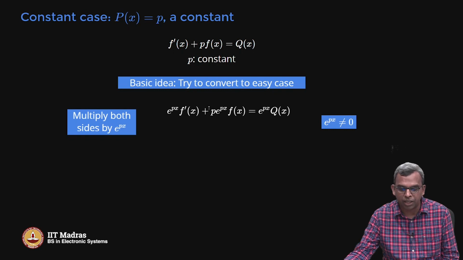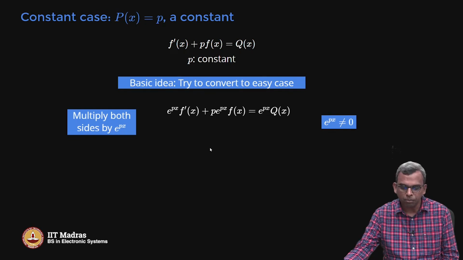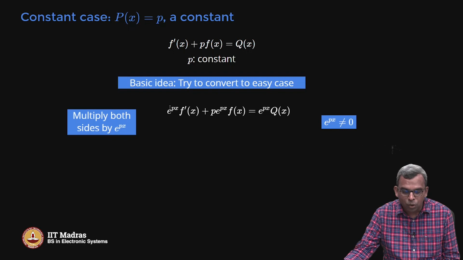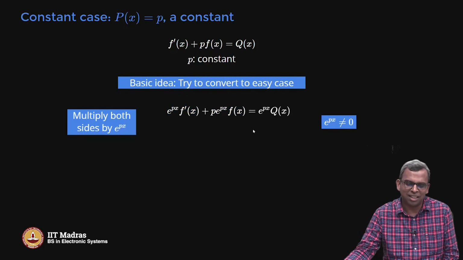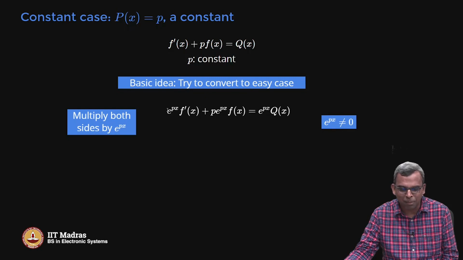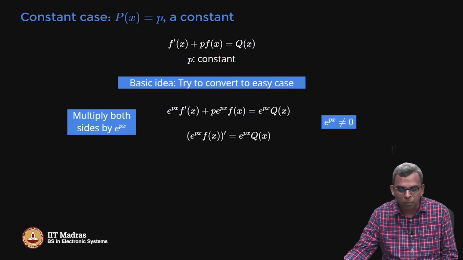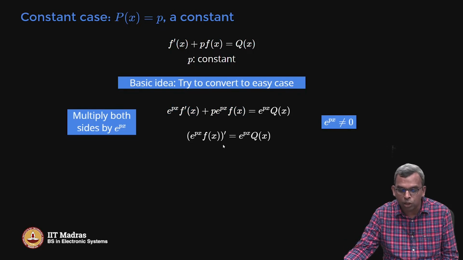e power px f prime of x plus p e power px f of x equals e power px q of x. Now e power px is not equal to 0 for any value of x. So this equation is equivalent to the earlier equation. If you solve this, you solve the other also. Now notice what happens to the left hand side by this simple trick of multiplying with e power px. Notice how all these new functions we learnt are entering the picture. The initial equation doesn't have any e power px in it, but once I multiply by e power px, what happens to the left hand side? It has this fantastic form of just e power px times f of x, the whole thing differentiated. This has this form.